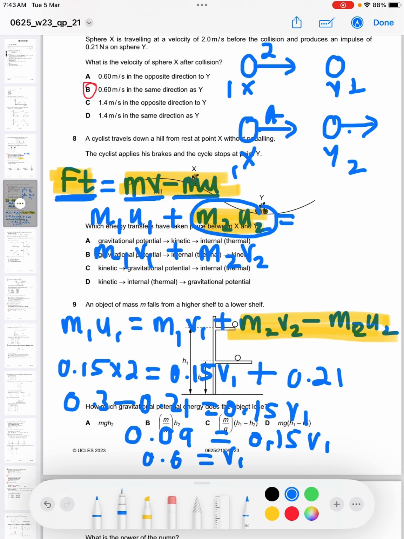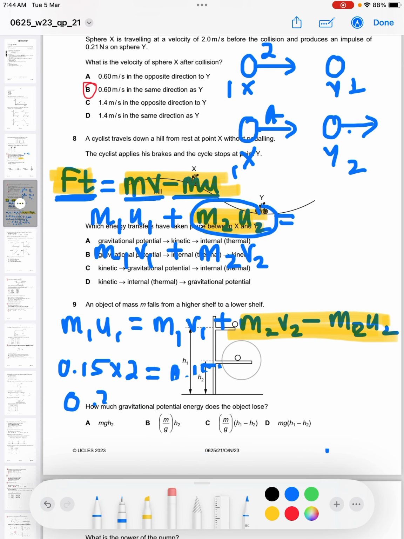Now v1 has come out as a positive value. Remember, we substituted the impulse on y as a positive impulse, meaning that the change in momentum of sphere y was positive, so sphere y did not change its direction. Sphere y maintained the positive direction, which was the direction sphere x was moving at first. So if the velocity of sphere x comes out as 0.6, it is still going in the same direction as sphere y. So that's it for this question.